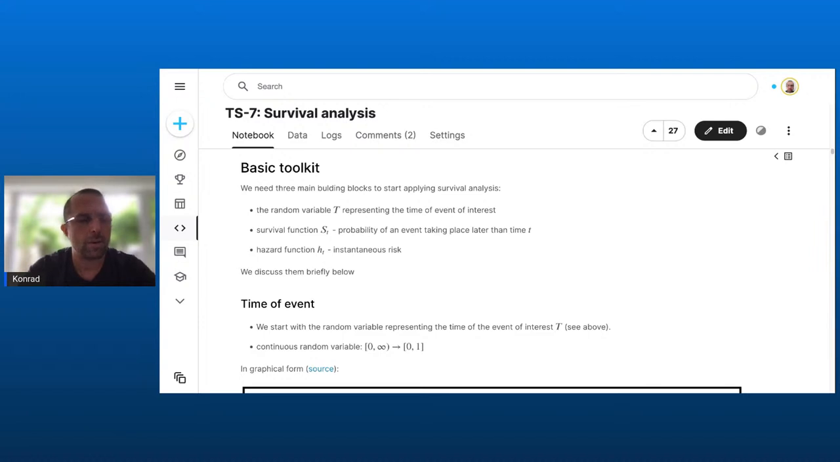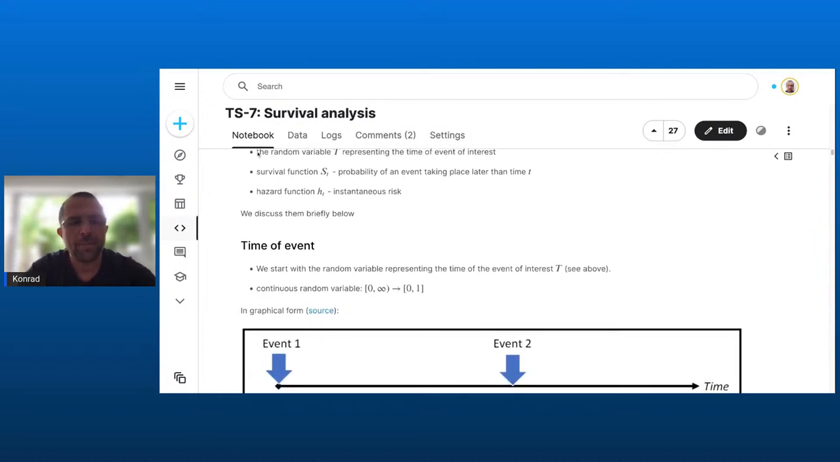Like, for instance, the value of the survival function at, say, 3 years means that's the probability the patient did not fall sick for 3 years. So it took at least 3 years for him to become sick. Hazard function is a little bit more abstract mathematically. That relates to what we can see when we analyze the probability distribution in a little bit more detail.